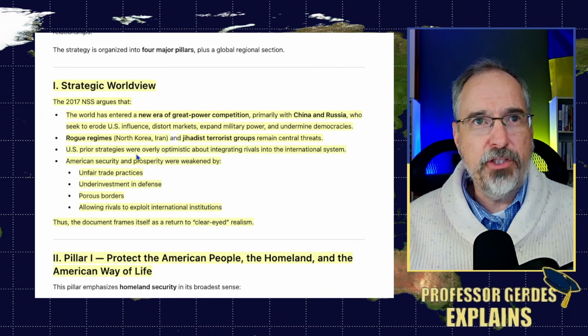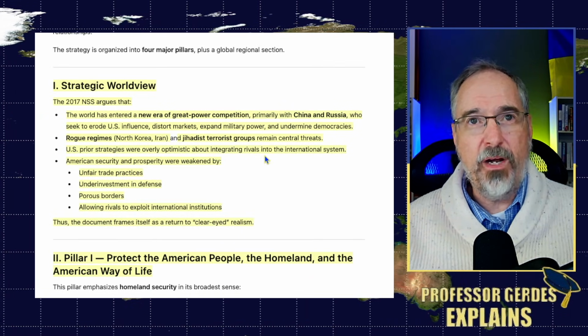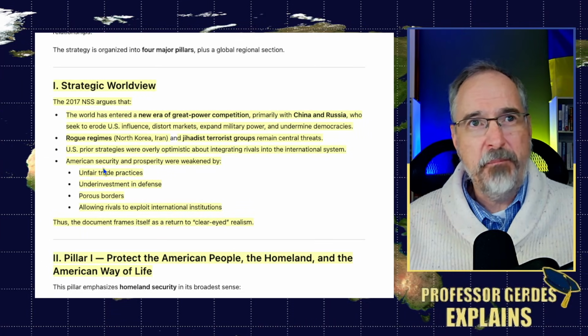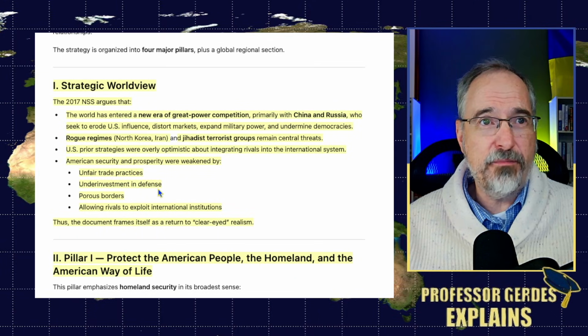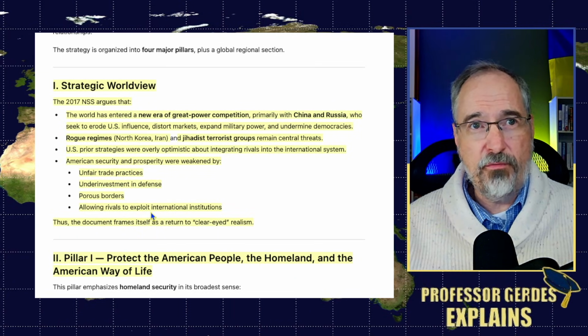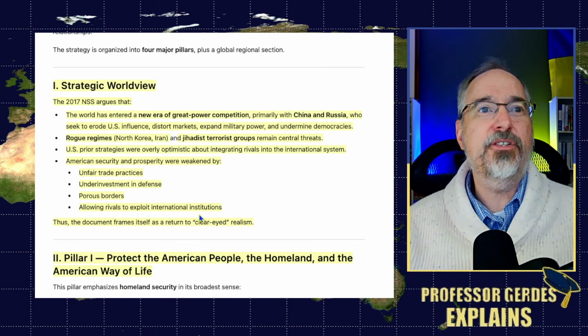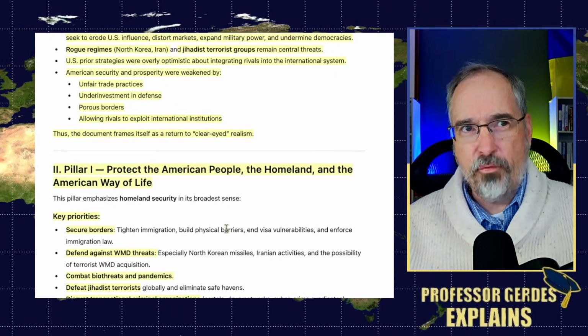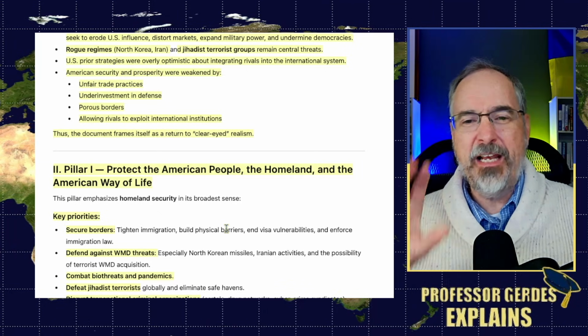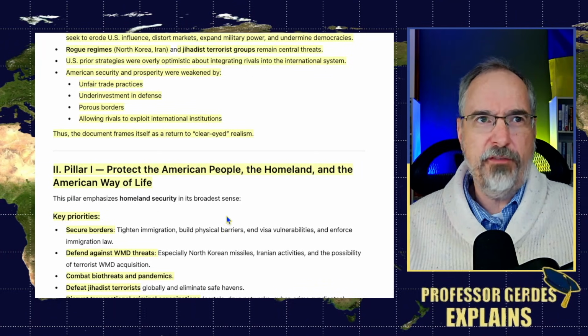U.S. prior strategies were overly optimistic about integrating rivals into the international system. American security and prosperity were weakened by unfair trade practices, underinvestment in defense, and porous borders allowing rivals to exploit international institutions. Thus, the document frames itself as a return to clear-eyed realism. That realism is going to come back, and in a huge way, in 2025.